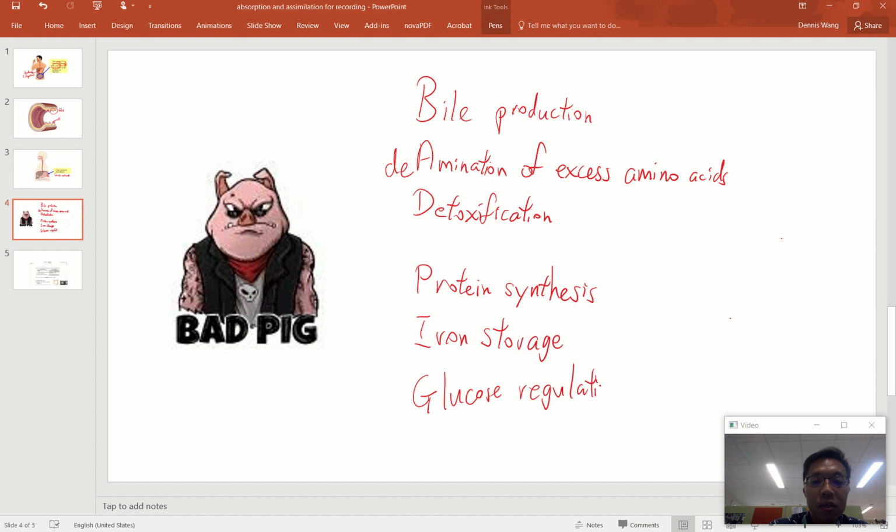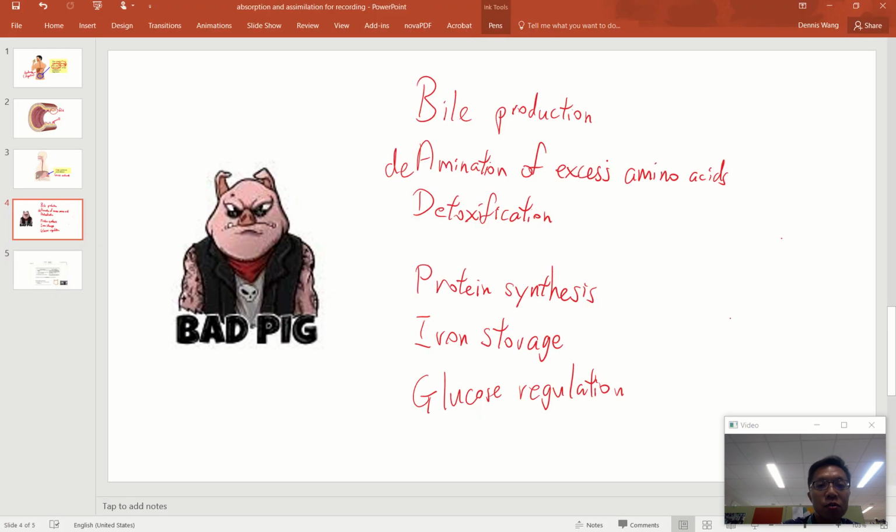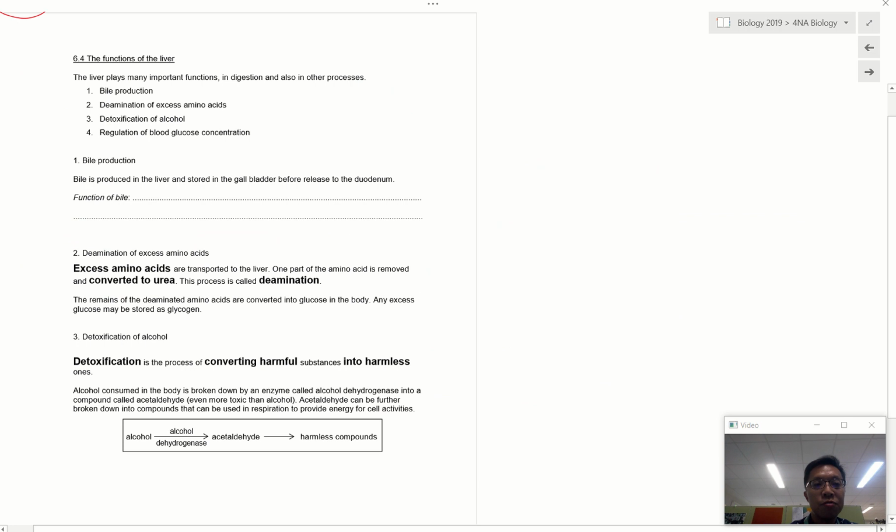So if we take a look at the important parts, maybe 4 of the processes are a little bit more important. So I listed 4 of the functions inside the liver: bile production, deamination of amino acids, detoxification, and glucose regulation. So these are the 4 functions that we want to talk about a little bit more. So first one, bile production.